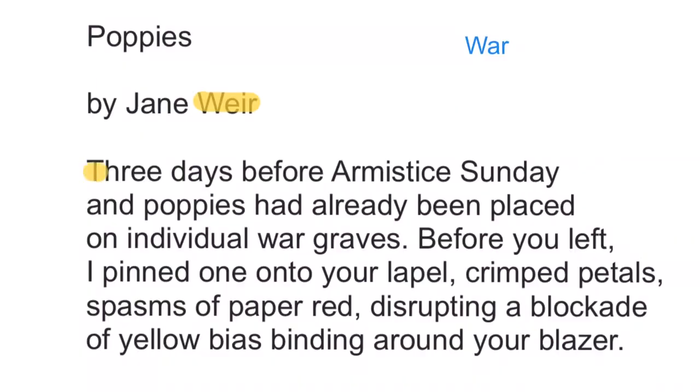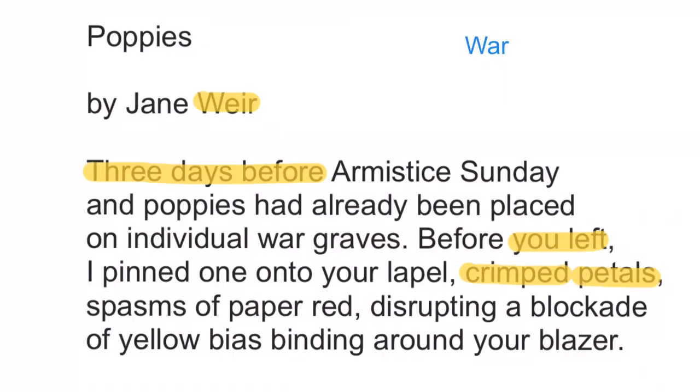The poem begins 3 days before Armistice Sunday, and that's the Sunday nearest the 11th of November, when we remember all the soldiers who have fallen in wars. But this is juxtaposed immediately with the moment when you left. So we have here a mother talking about a son who has left going to war. So she's pinned onto his lapel a poppy with its petals. The petals are crimped because it's not a real poppy, it's made of paper or fabric.